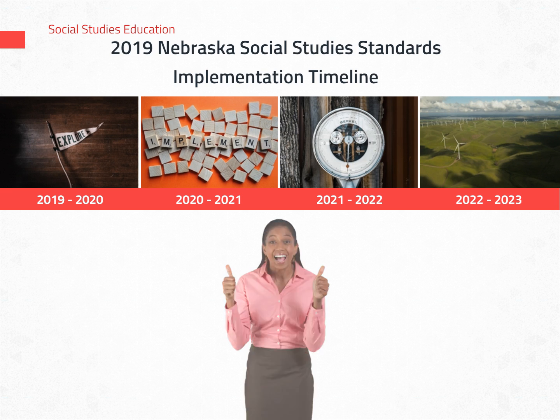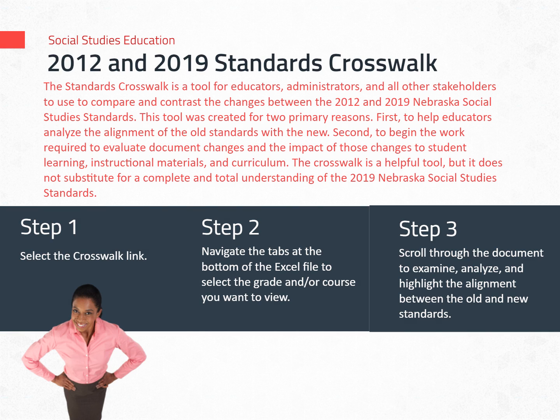The Standards Crosswalk is a tool for educators, administrators, and all other stakeholders to use to compare and contrast the changes between the 2012 and 2019 Nebraska Social Studies Standards. This tool was created for two primary reasons. First, to help educators analyze the alignment of the old standards with the new. Second, to begin the work required to evaluate document changes and the impact of those changes to student learning, instructional materials, and curriculum.